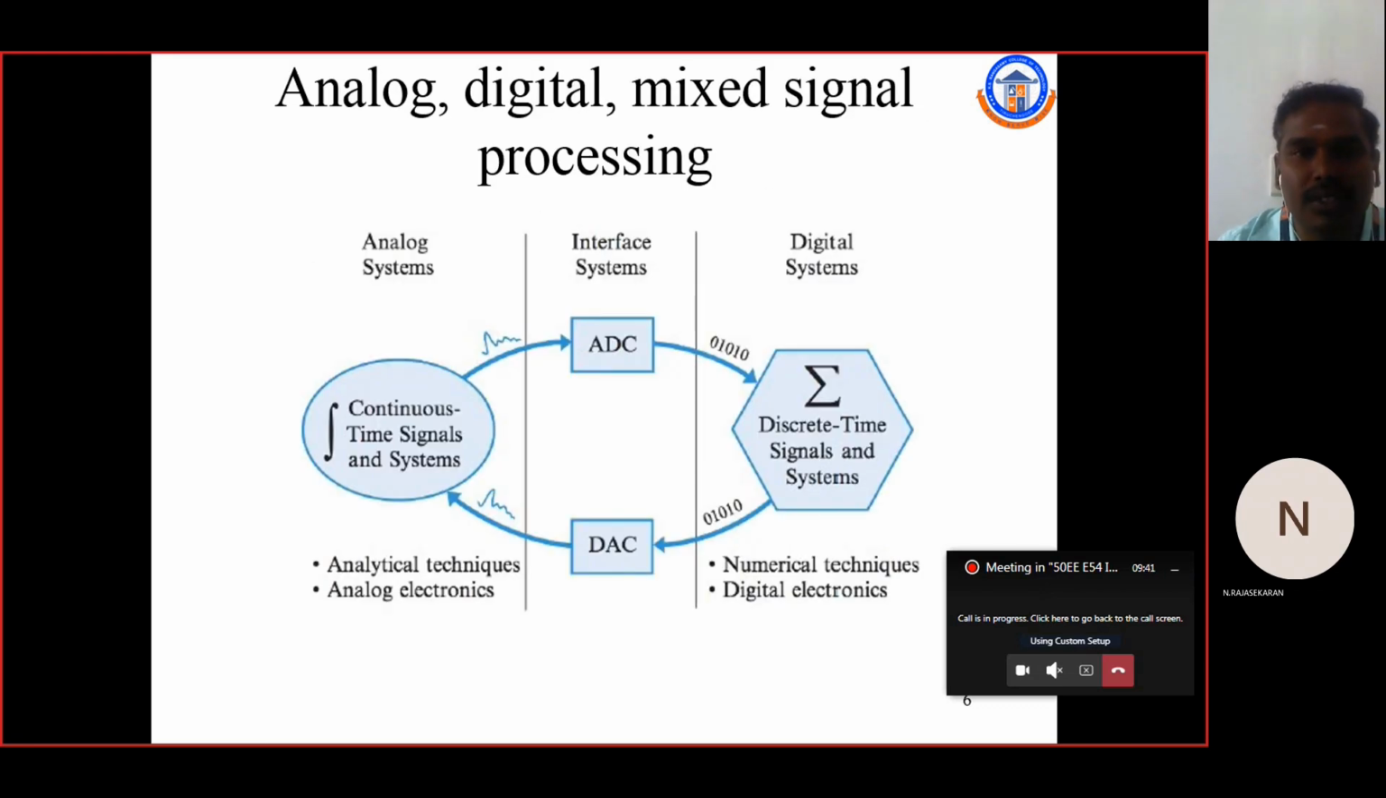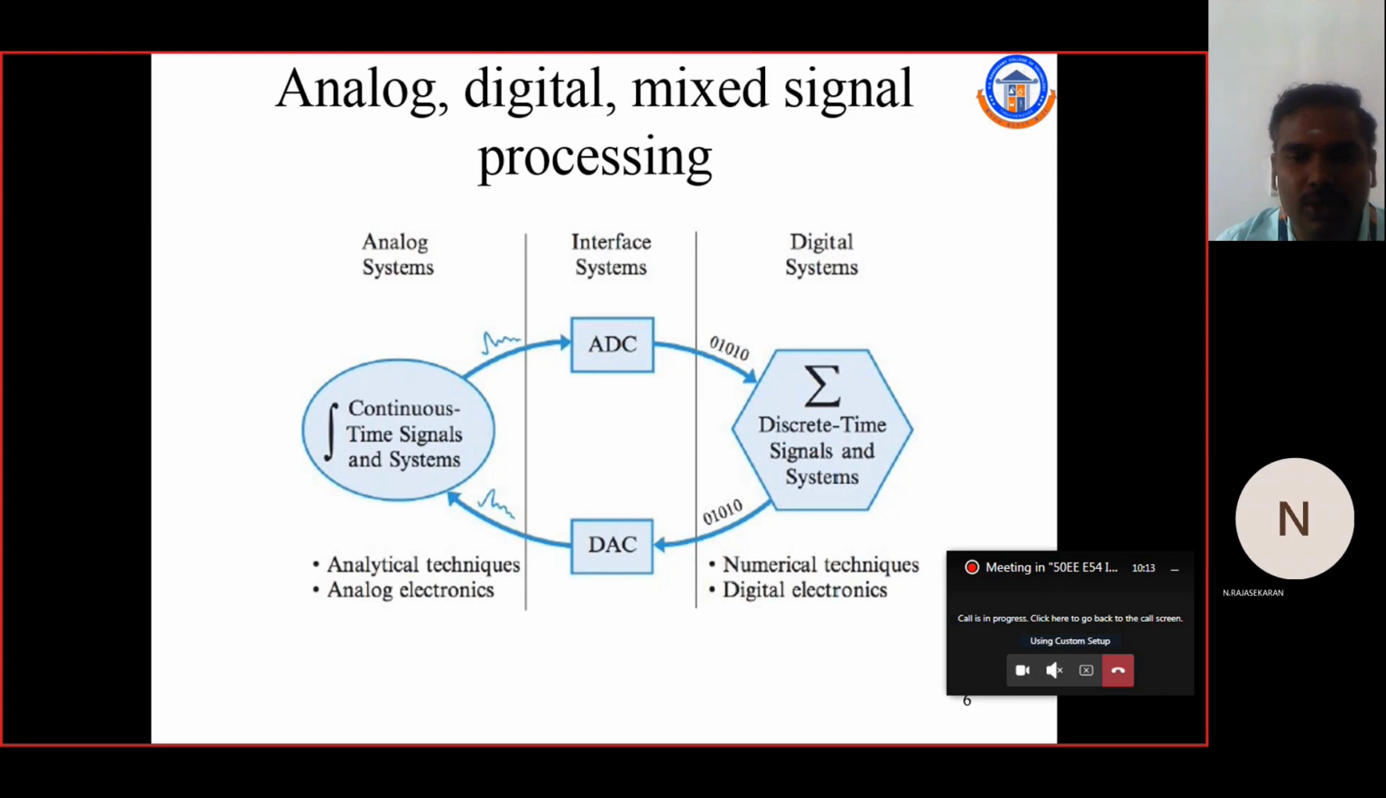Then how do we convert the analog to digital system? We have an analog system, normally represented by a continuous time signal and system. After that we change through the interface system, that is the analog to digital converter. Then it converts to the digital platform. It is a discrete time signal and system. The number sequence is either a 0 or 1 pattern only.